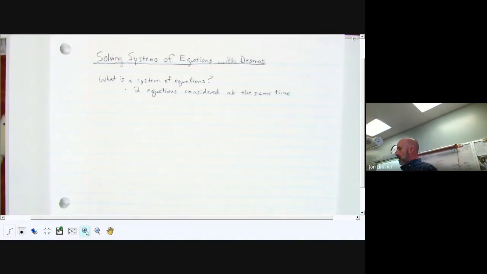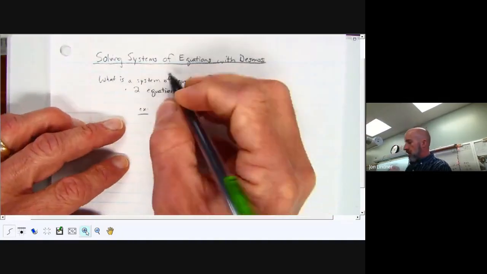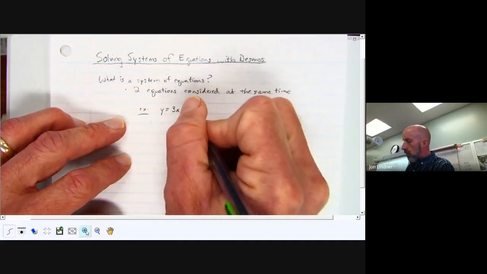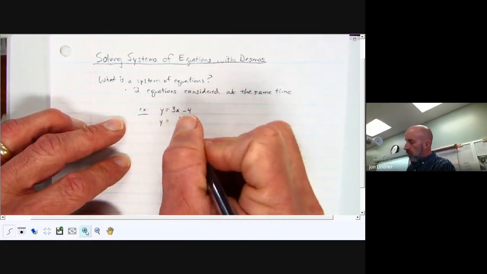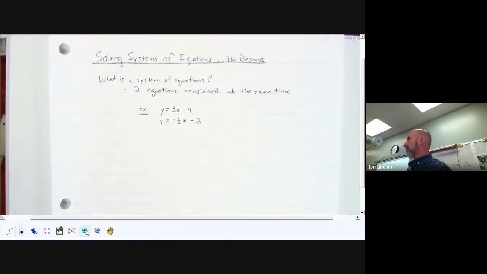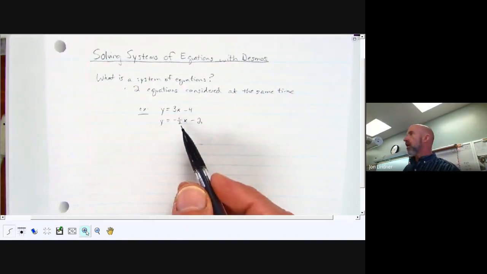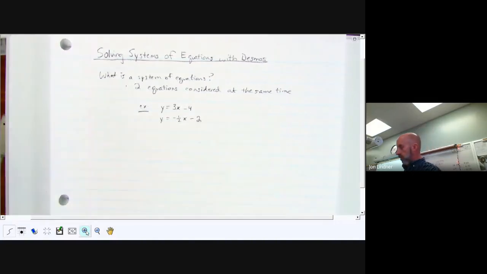All right. And so, for example, maybe they give us y equals 3x minus 4 and y equals negative 1/2 x minus 2 or something like that. Two different equations that we're talking about at the same time, okay? They're not always going to both be in slope-intercept form. The two that I gave you are in slope-intercept form, but they're not always going to be in slope-intercept form.